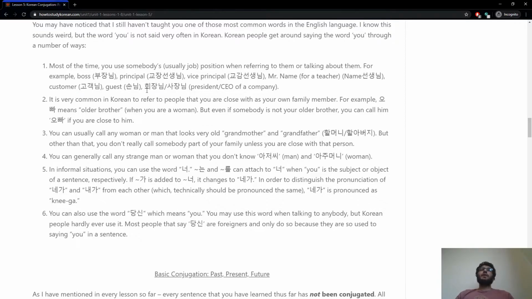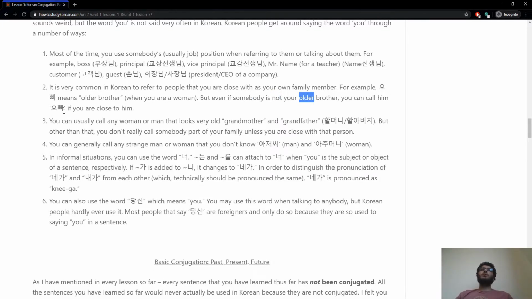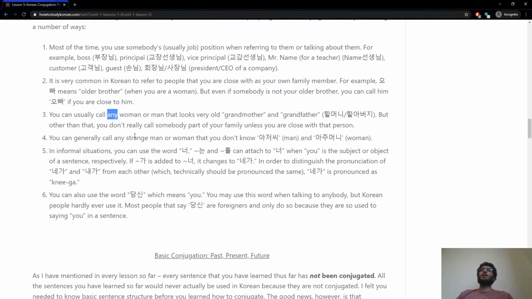Now, when you're talking to, like, friends or family members, it's often used in English too. You often will use, like, a title, like older brother or older sister. So you would use, that's why you hear a lot of times, like, 오빠, meaning older brother, when a woman is calling a male who's older than her, or her actual older brother. So yeah, but even if somebody is not your older brother, you can call him 오빠 if you're closer to him. Obviously, if you're female. So yeah, you just use, like, that kind of title.